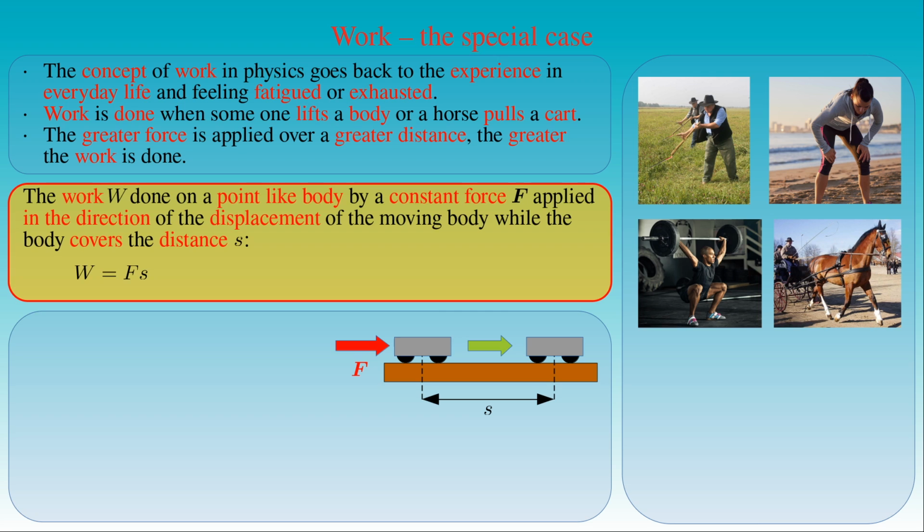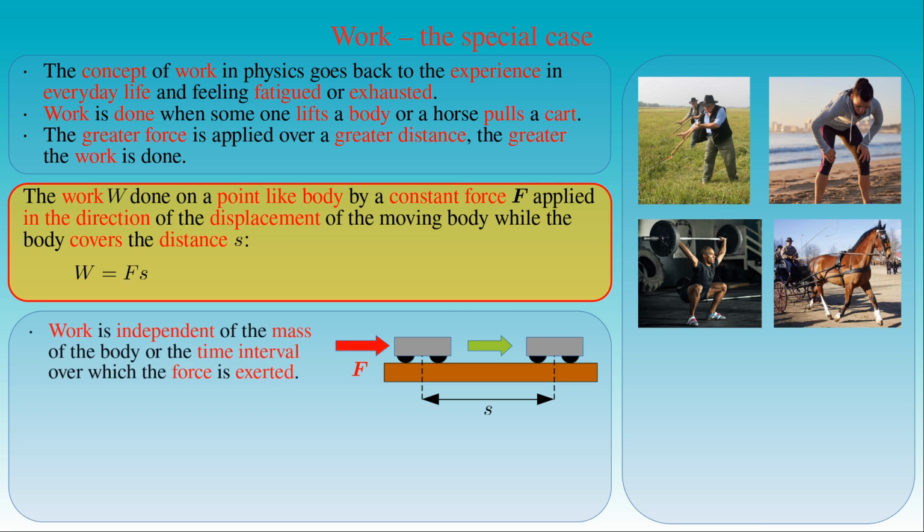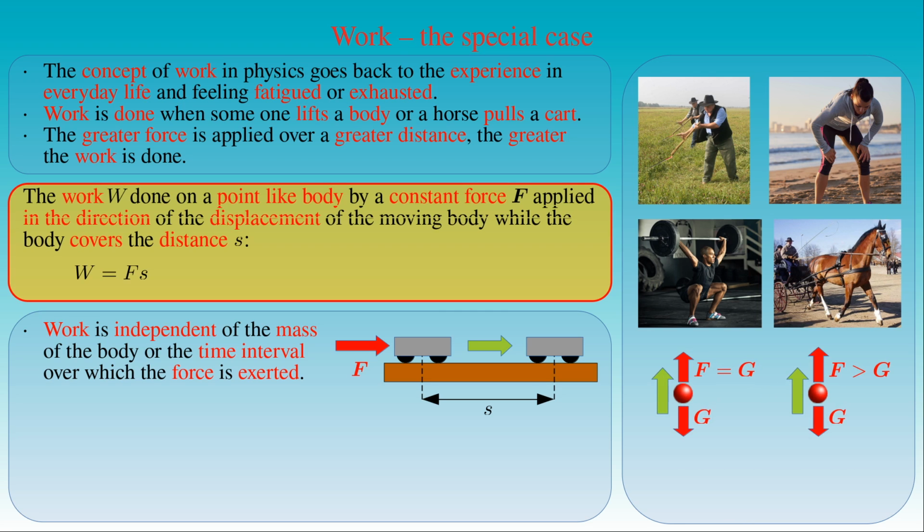It follows from this definition that work only depends on the applied force F and the distance s, whereas it is independent of the mass of the body or the time interval over which the force is exerted on the body. For example, we can lift a body with a force F equal to or greater than its weight mg. In the first case, the body moves upward at a constant speed after its initial acceleration if it was at rest, that is, its acceleration vanishes, while in the second case it performs a uniformly accelerated motion upward, that is, it has a non-zero acceleration. However, with regard to the work done on the body by the force F, it does not make a difference whether the body has changed its state of motion or not.